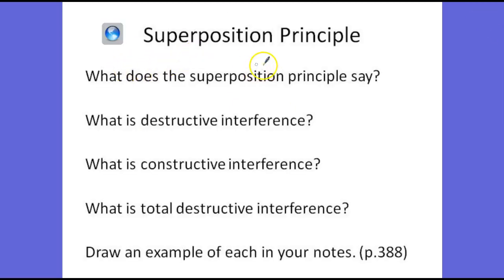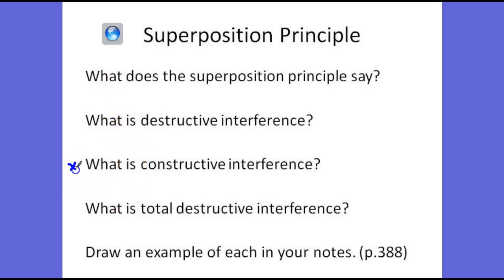The superposition principle says basically two things: that two waves or multiple waves can occupy the same space at the same time. And it says that the net displacement of the medium is equal to the sum of the individual displacements that each wave would cause. We'll leave it to two waves for right now.